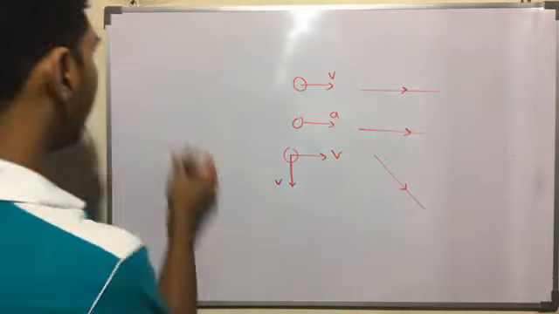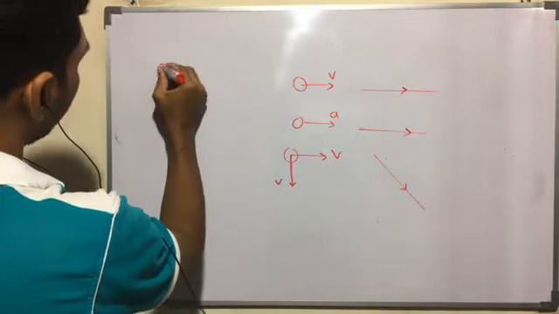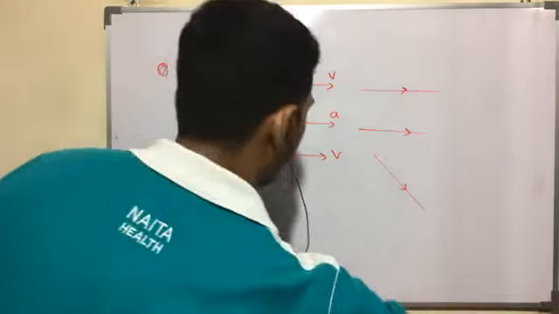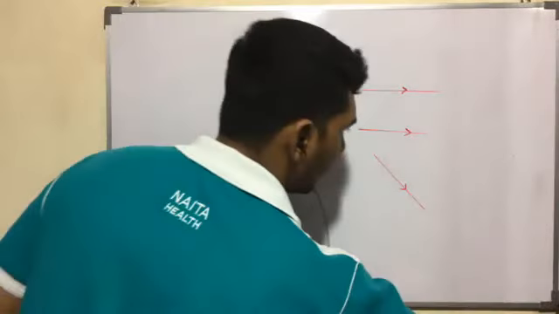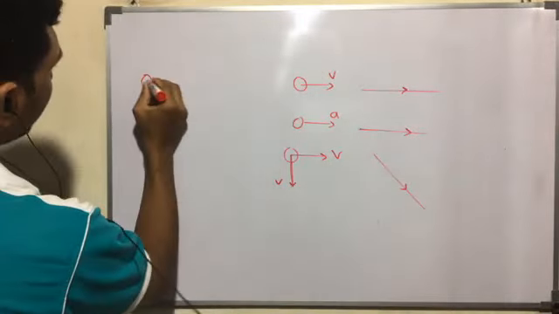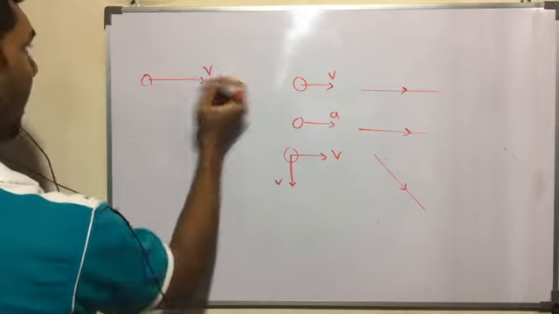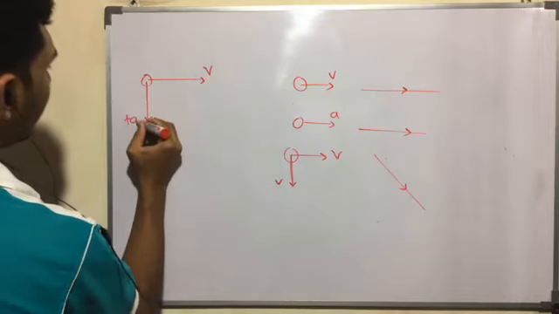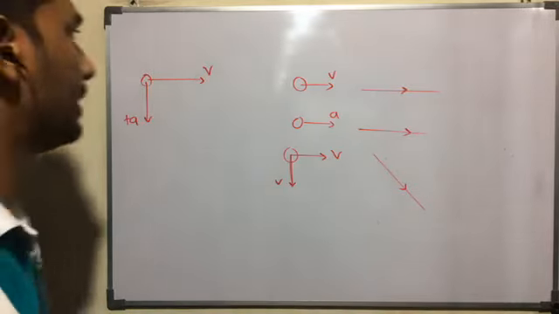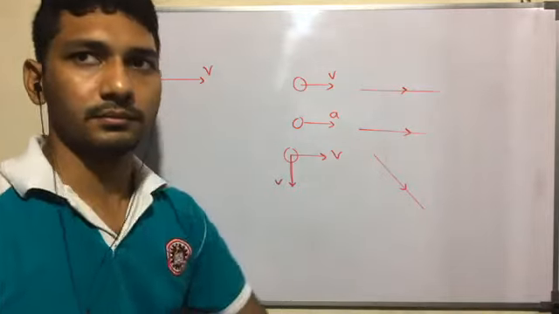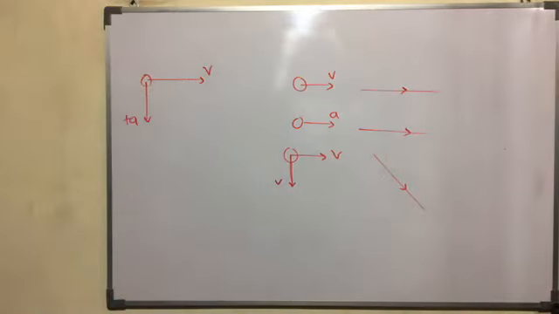What about this one? The path of an object having a uniform velocity on this side and an acceleration on this side. What will be the path?